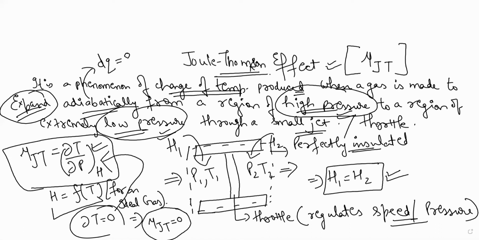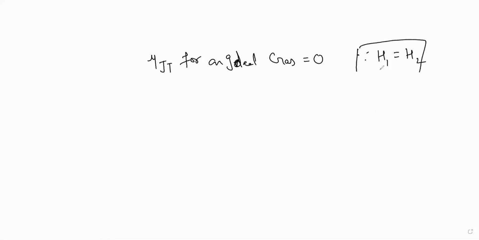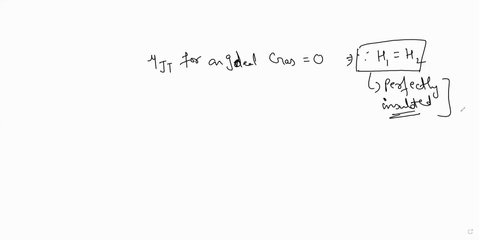Let me write it again: mu JT for an ideal gas is equal to 0, since H1 and H2 are equal. H1 and H2 both are equal. Why? Because the system is perfectly insulated. It is an adiabatic experiment.